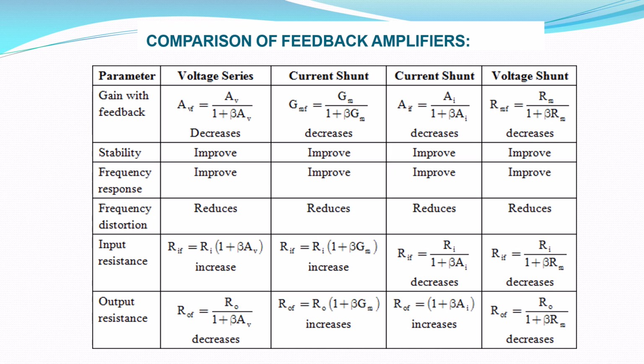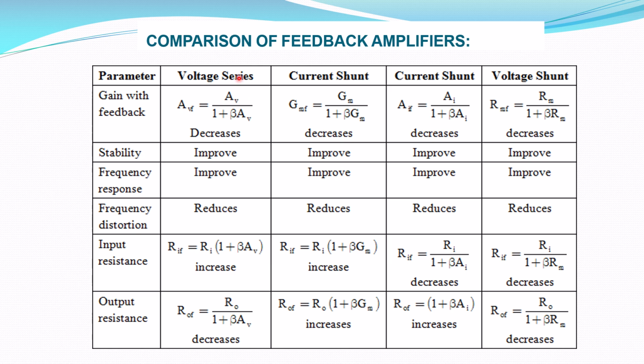And next, this is the general comparison of the feedback amplifiers based on parameters like gain with feedback, stability factor, frequency response, frequency distortion, input resistance and output resistance for each configuration. Here the input resistance and output resistance have been calculated. Here the gain is common for all the feedback amplifiers. So based on the parameter, the terminology can be different.